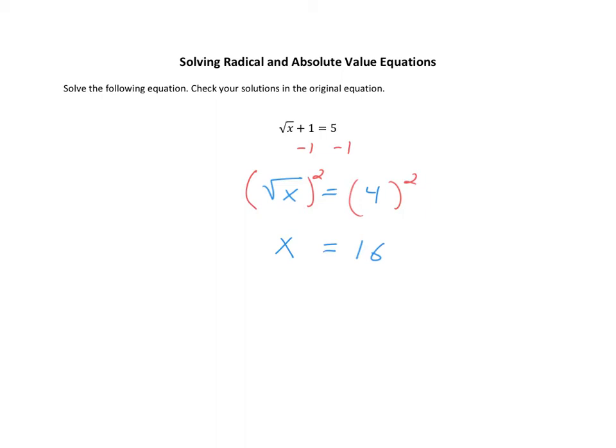So let's just check to see if this works. Is the square root of 16 plus 1 equal to 5? Is this true? Well, the square root of 16 is 4, and 4 plus 1 definitely equals 5. So yeah, this worked. This outlines the general strategy for dealing with a square root. In this case, square both sides.